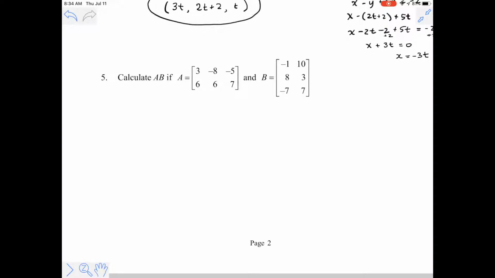So what we learned in class is you have to look at the size of the matrix. Matrix A has 2 rows, 3 columns. Matrix B has 3 rows, two columns. These inner dimensions have to be exactly the same in order for the matrix multiplication to work. And the outer dimensions tell us that the result of A times B is going to be a 2x2 matrix. So we're going to be able to proceed.